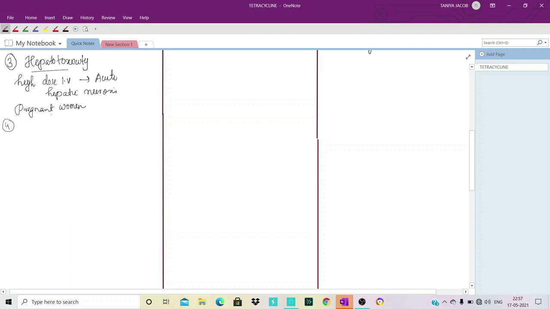And the fourth adverse effect is renal toxicity. First was gastrointestinal disturbance. Second one was phototoxicity. Third one, hepatotoxicity. Then the fourth one comes renal toxicity. In renal toxicity, demeclocycline may produce nephrogenic diabetic insipidus.